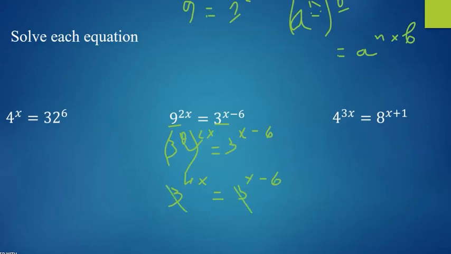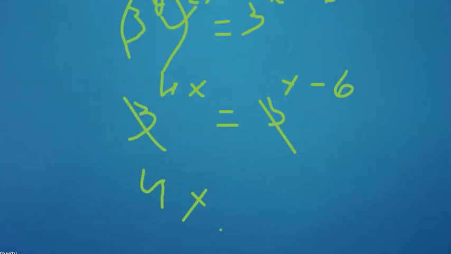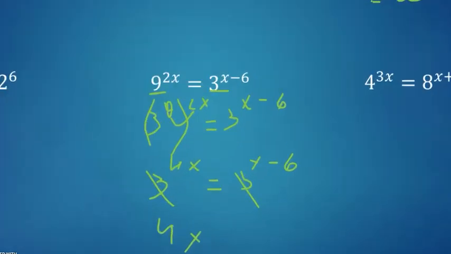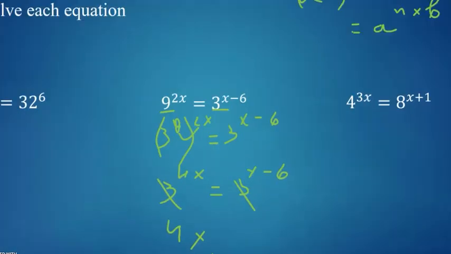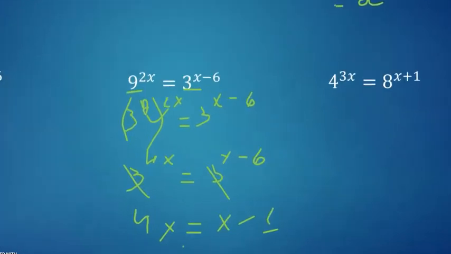The bases are cancelled. Okay, then we will have what? 4x is equal to 3x minus 6, then x is equal to minus 6.